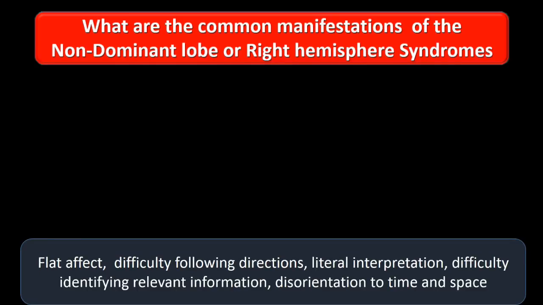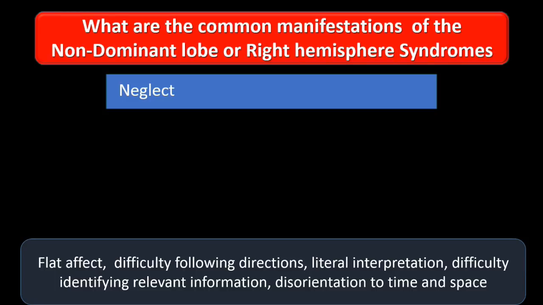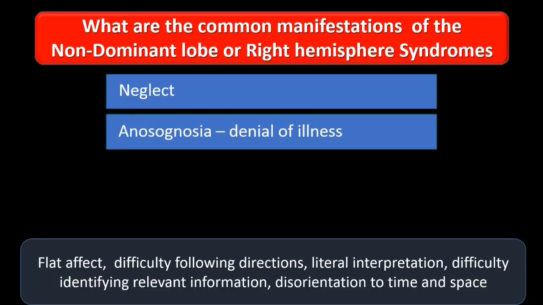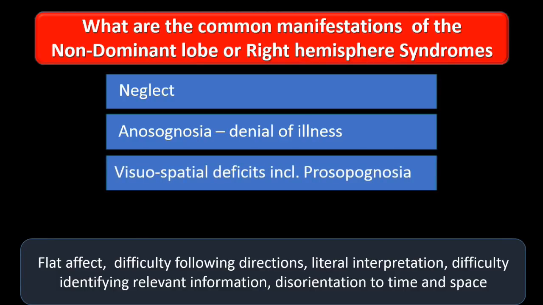Okay, so what about the non-dominant lobe? What are the common manifestations of the non-dominant lobe, the right hemisphere syndromes? Well, there's neglect. You tend not to recognize the left side of the body. Anosognosia, you tend to have denial of illness. The patients would downgrade or would deny having weakness on the left side or having any illness at all.